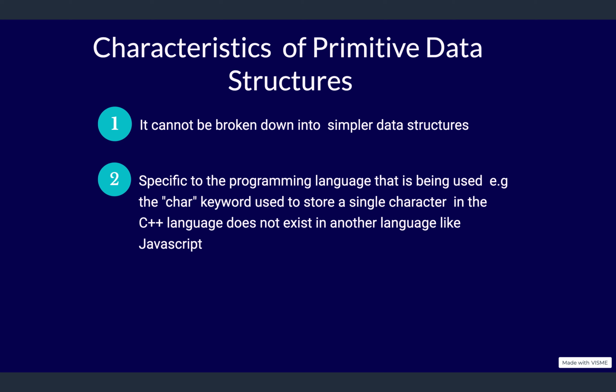Also, the primitive data structures are specific to the programming language that is being used. What this means is that the programming language being used has inbuilt primitive data structures which will be used. And these data structures might not exist in other programming languages. So, for example, the character keyword used to store a single character in C++ does not exist in another language like JavaScript.